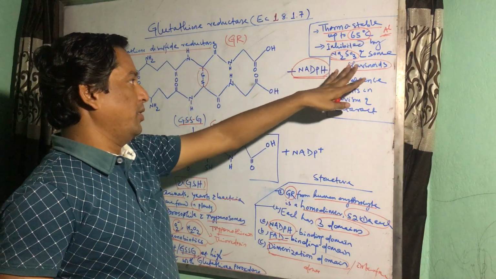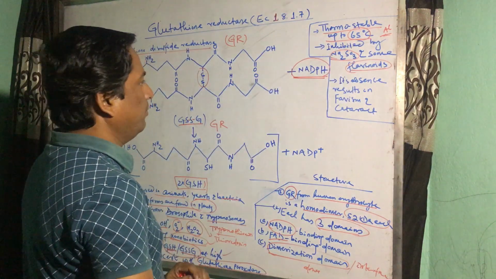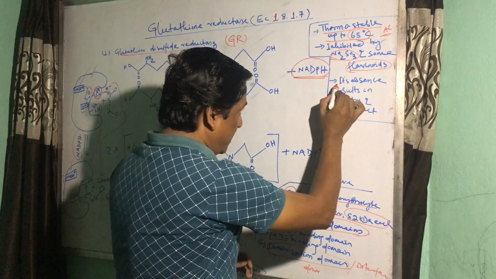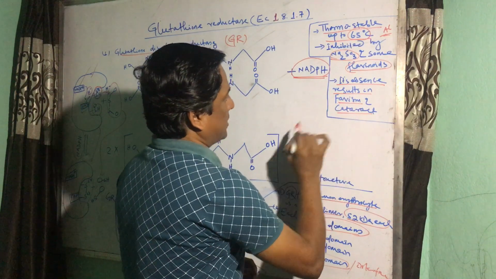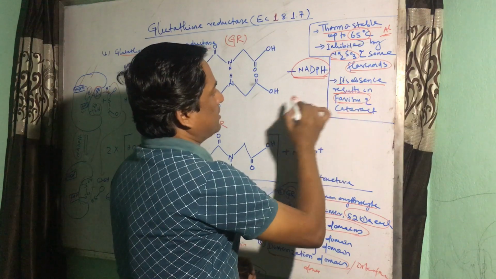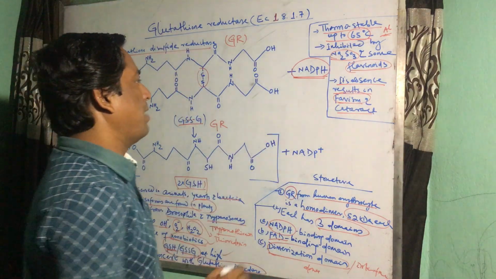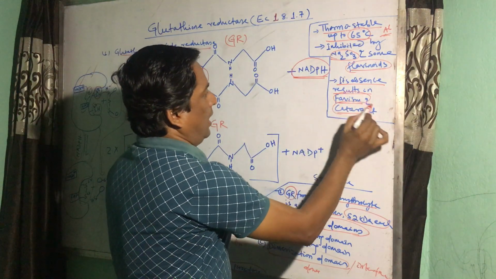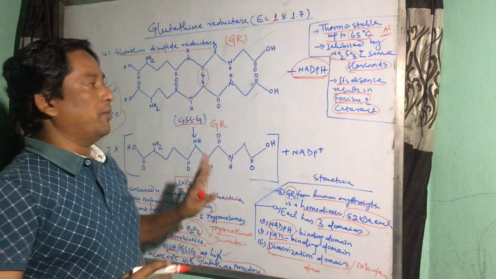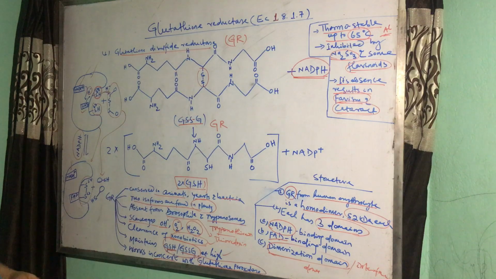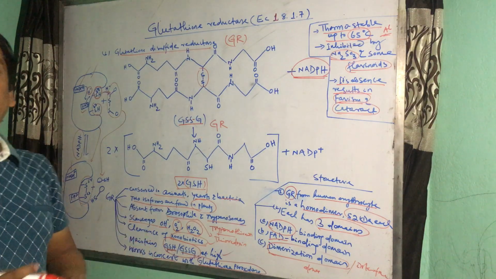Some of the flavonoids inhibit this enzyme, and if this enzyme becomes non-functional, or in its absence, there is a condition called favism and cataract. We'll be discussing the mechanism of action of this enzyme in the next video.